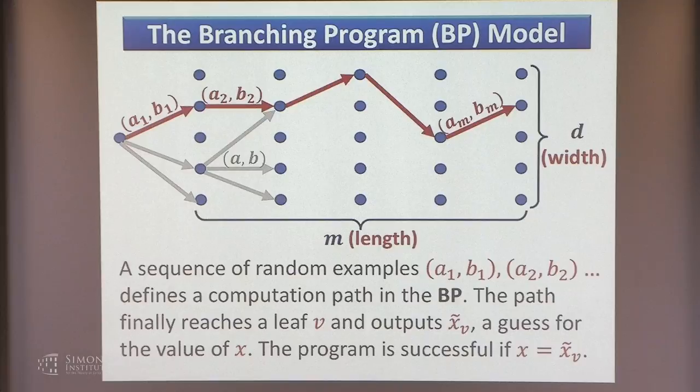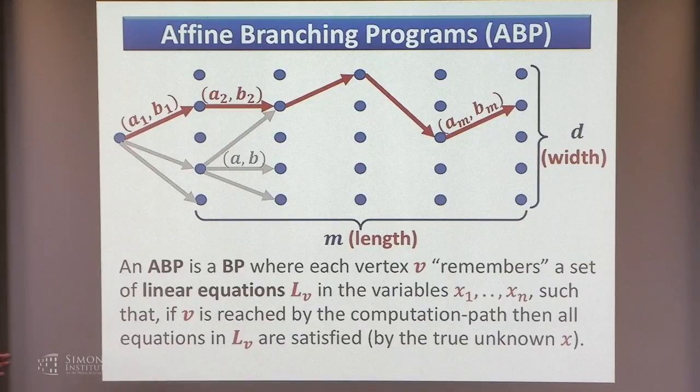So these two are equivalent. Okay. And now I want to mention a slightly non-standard model. This is a model that Ran introduced to solve this problem. It's called an affine branching program. And I'm sorry for the collision with ABP that was mentioned previously in this bootcamp.